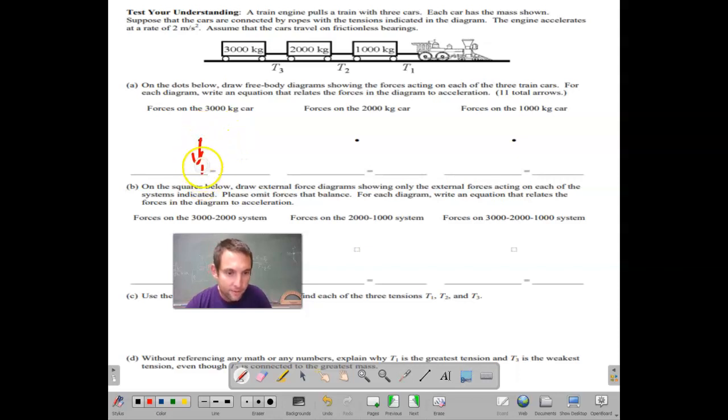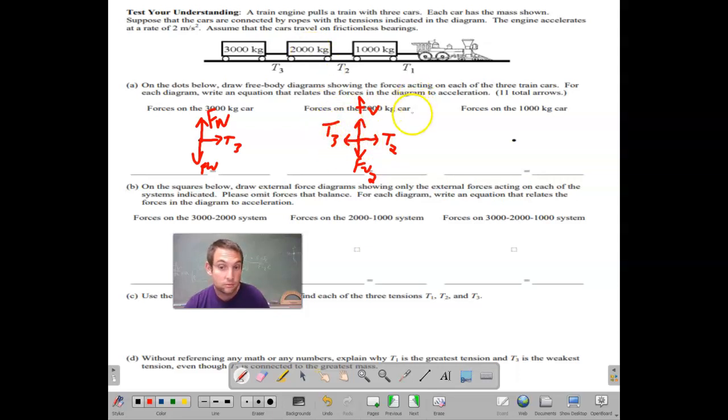We have FW. We have the normal force, the two easy ones, right? And then we have this T3. Then we have down, up, FN, FW2, right? If that's the second cart. And then we have T2 going this way, and we have T3 going this way. Which one is greater? The direction that we're moving, right? We're accelerating 2 meters per second squared to the right.